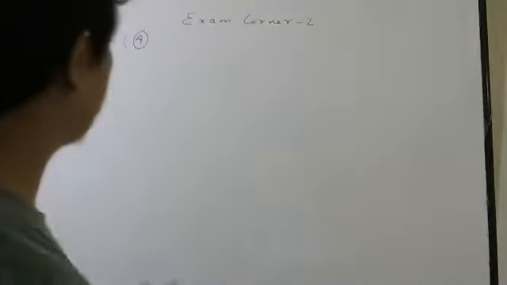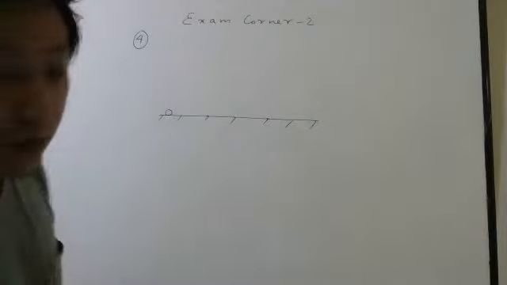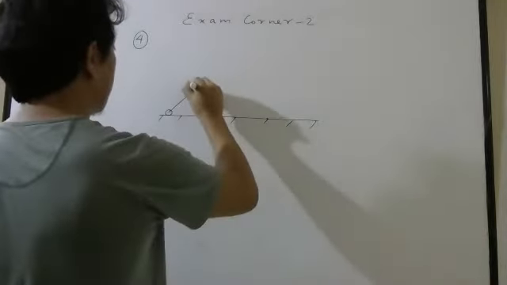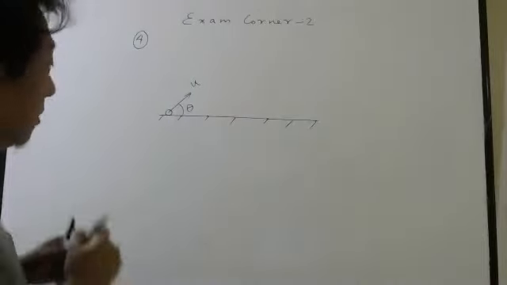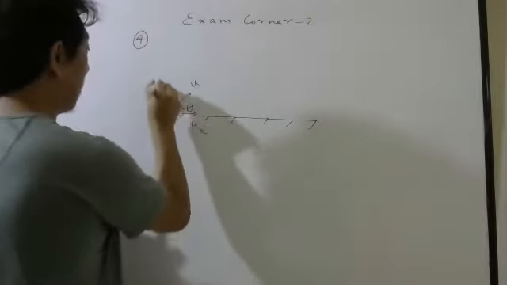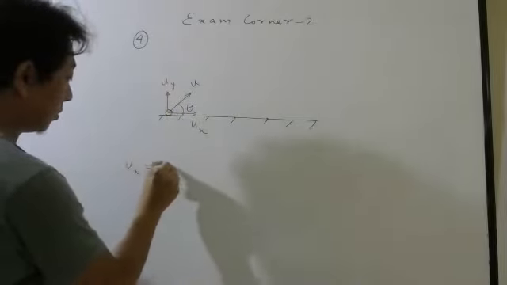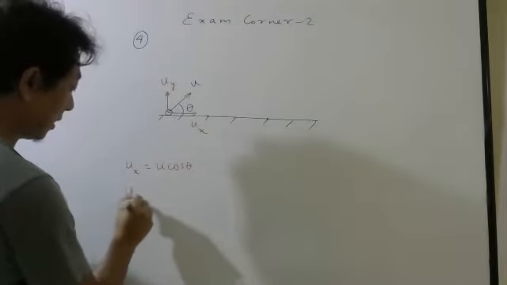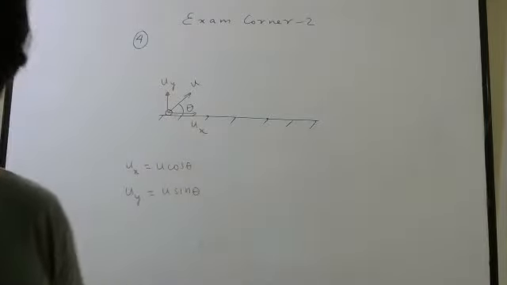Okay, so look carefully here. This is the ground. Here is a projectile which I am giving initial velocity u at angle theta. So it has two components, you know. One is your ux, one is your uy. And what is your ux? U cos theta. And what is your uy? U sin theta. These are the components of the initial velocity.